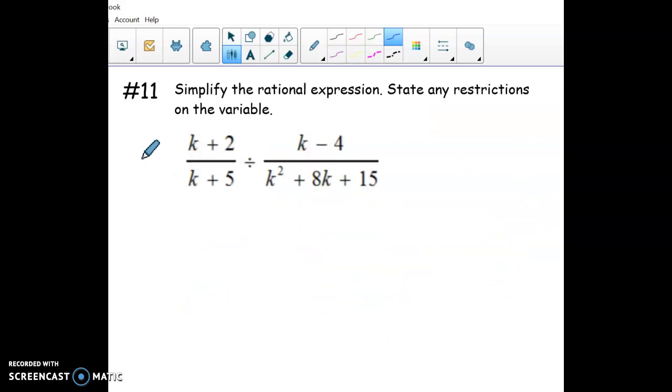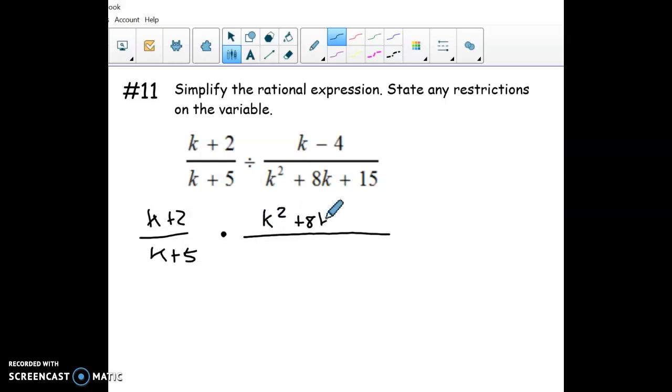Okay, so as far as turning it into a multiply question, all we've got to do is what they say, keep, switch, flip, I guess. So we're going to keep the first fraction. Sorry for the poor handwriting there. We're going to switch the sign to multiply and then flip the second fraction so that we're going to have k squared plus 8k plus 15 over k minus 4.